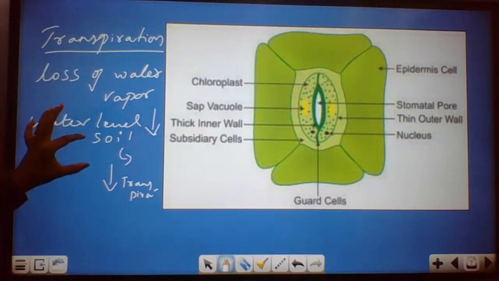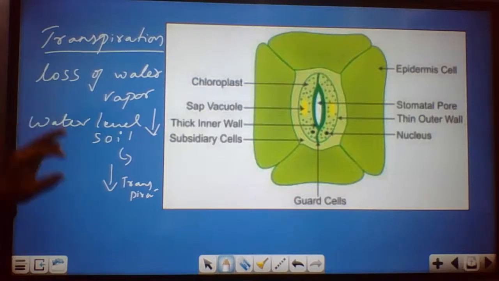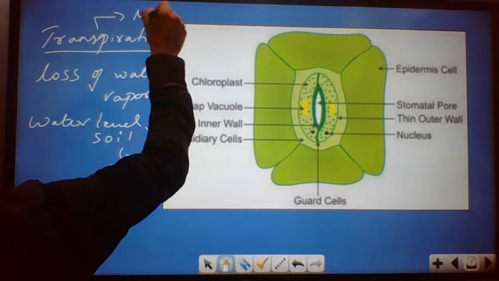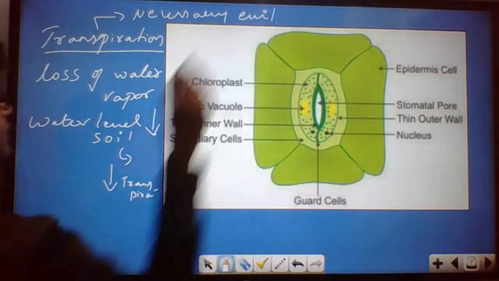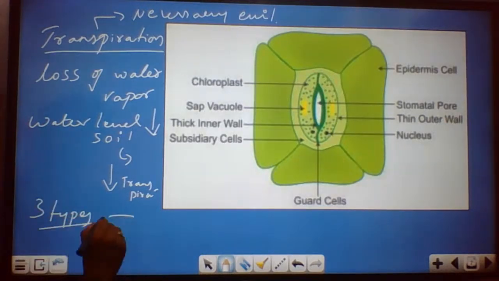So the water level increases in soil, where the transpiration also gets reduced. So what are the three types of transpiration? The reason we call it a necessary evil. It's called a necessary evil. So how can we classify the transpiration? There are three types of transpiration generally. What are the three types of transpiration?